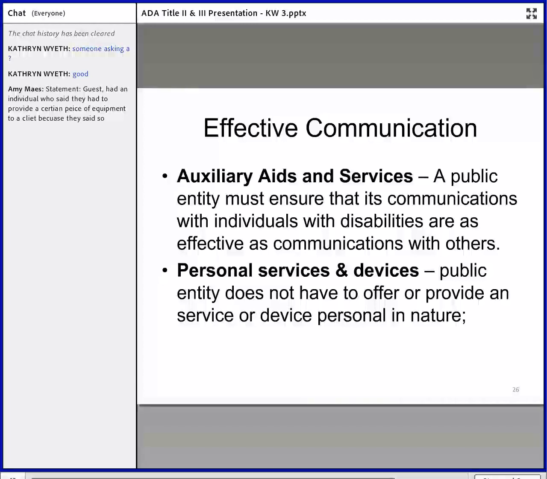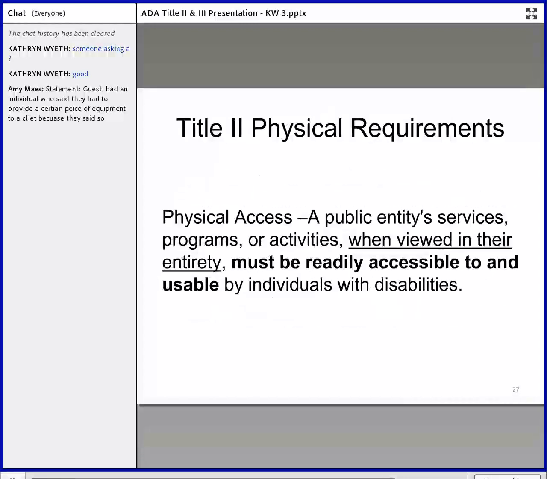Next one. Slide. Okay, so physical requirements, public entity services and programs, when viewed in their entirety, must be readily accessible and usable by individuals with disabilities. And so they cannot deny access because their facilities are inaccessible. It may mean that they need to modify or change the location for certain things.